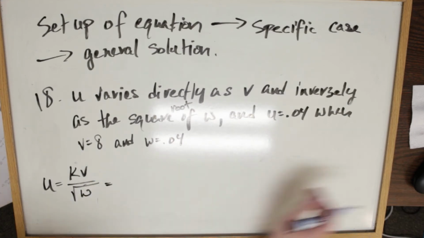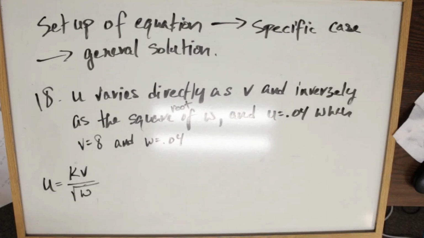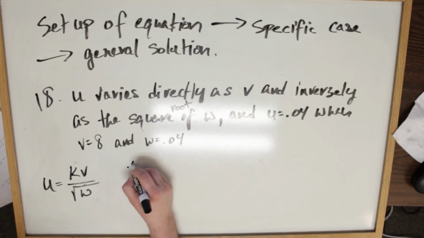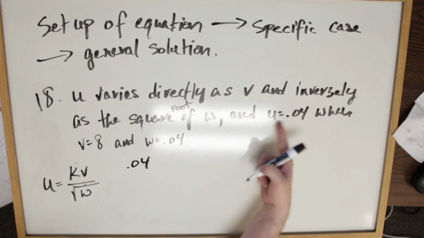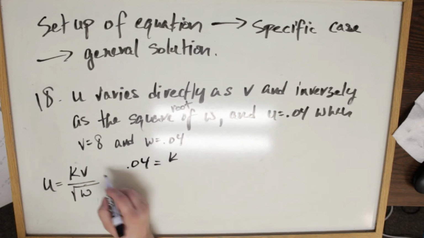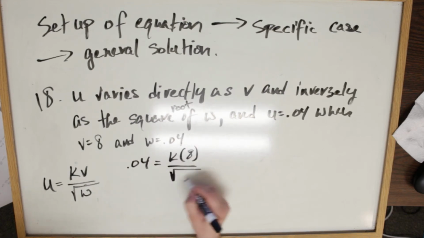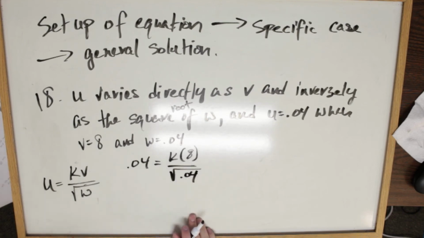So now, what do we have? We're going to go ahead and substitute in u equal to k times v over square root of w. We're given the specific values, so now we go ahead and solve. So 0.04, that's our u value, is equal to k times v, which is 8, all over the square root of 0.04. Get this right?